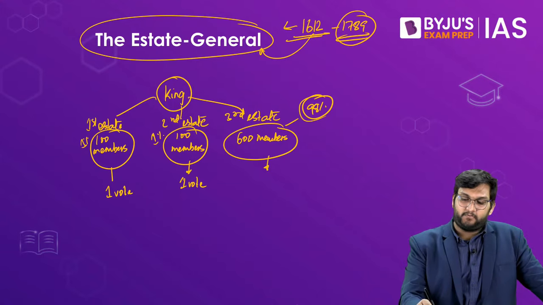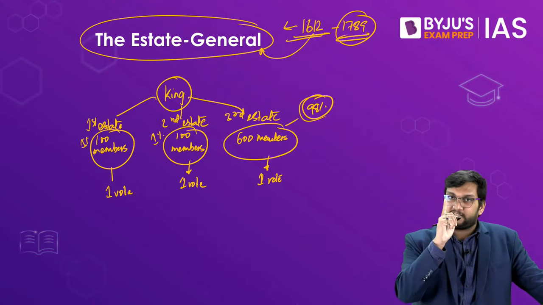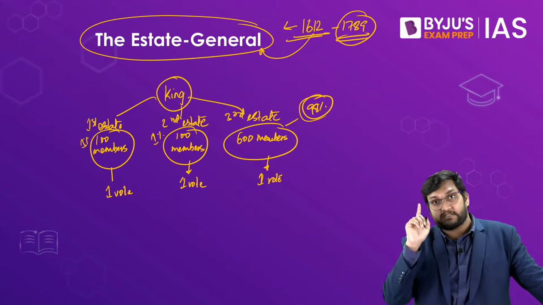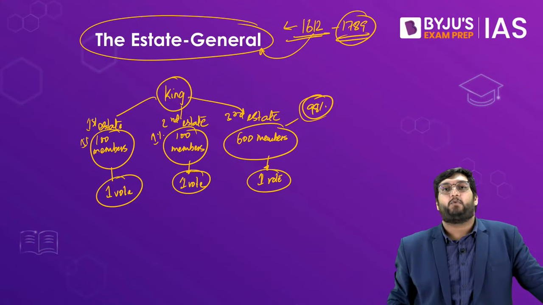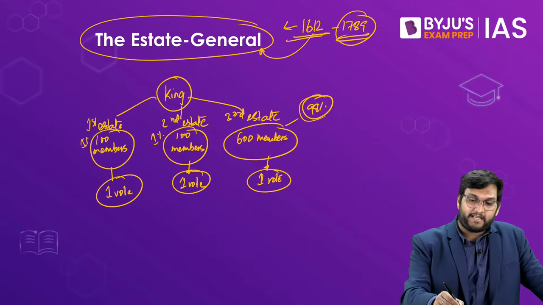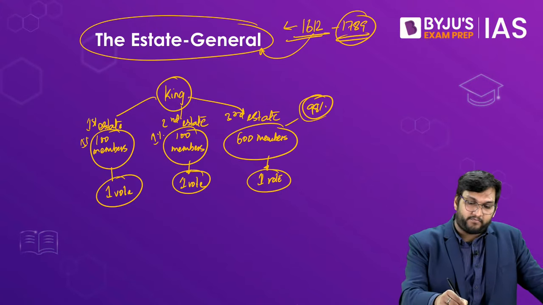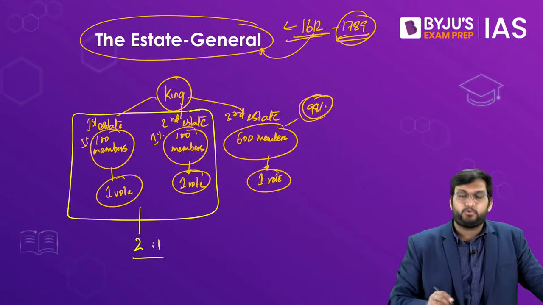Meaning there are total three votes. So 1% of the population has one vote, another 1% of the population has one vote, but 98% of the population still has one vote. Now basically, it's an odd number. What happened was, any decision, when it used to be taken, was taken in favor of the first and the second estate, because they used to come together into 2:1.